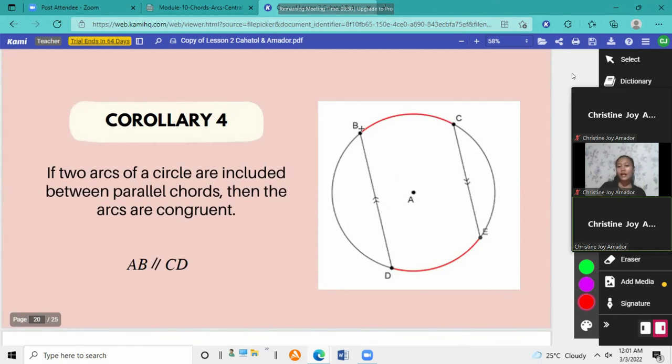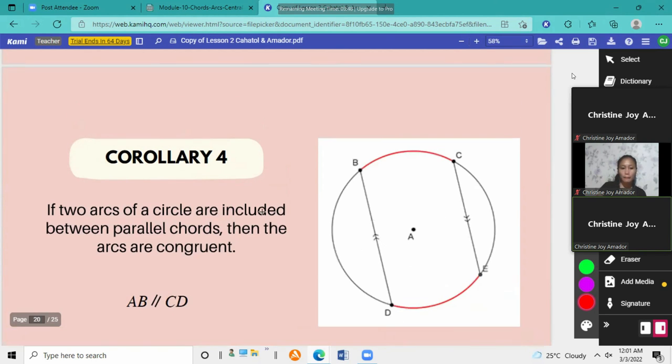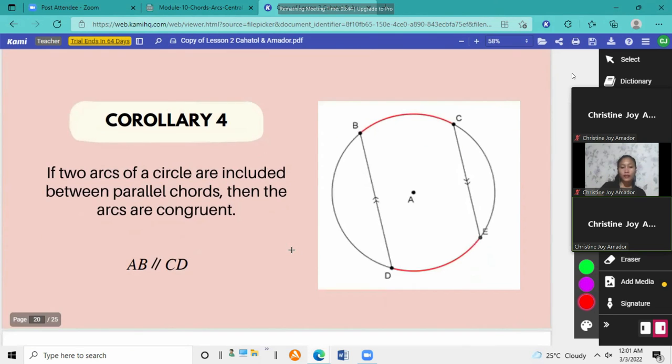For corollary number 4, if two arcs of a circle are included between parallel chords, then the arcs are congruent. If two arcs of a circle are included between parallel chords, then the arcs are congruent. Since BD and CE are parallel, and BC and DE are the arcs between the two parallel lines, arc BC is equal to arc DE. If BC is 5, DE is also 5. So that's it for corollary number 4.